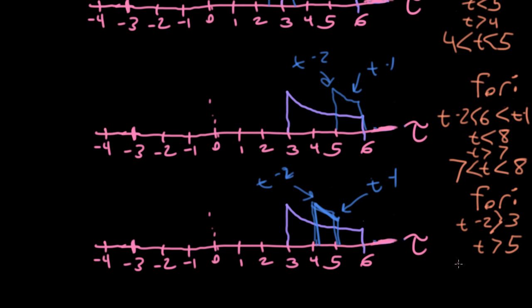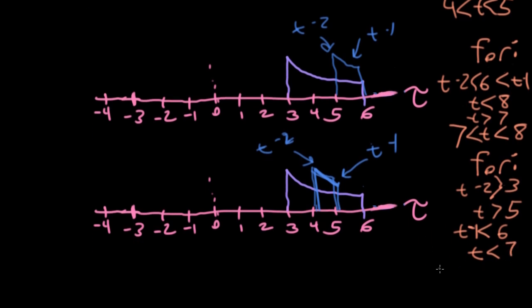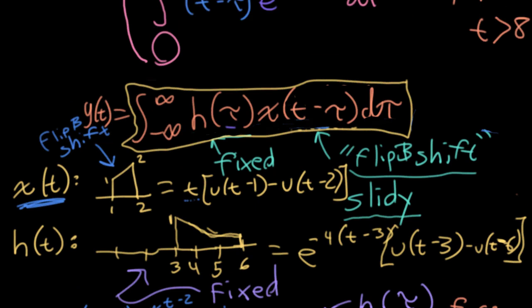The right edge of the blue block, which is at t minus 1, is to the left of, i.e. less than, the right edge of the purple block, which is at 6. And if I solve that, I get t less than 7. And if I put those both together, I can write that this case of total overlap has t between 5 and 7. So for this middle case, I'll write 5 and 7.